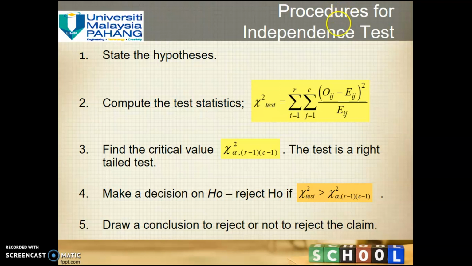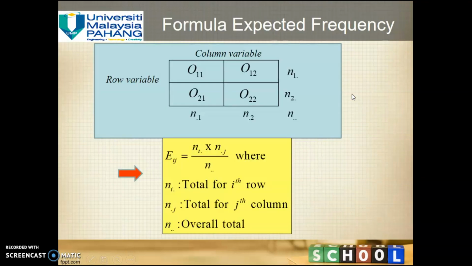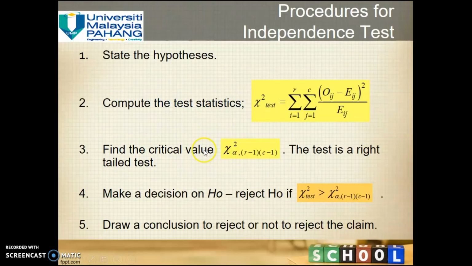So the procedure for the independence test. Because it is a hypothesis test, it is still 5 steps. First, formulate the hypothesis. Step 2, compute the test statistic, which is the chi-square test. But before we calculate the chi-square, we have to calculate our E by using this formula. And step 3, find the critical value.